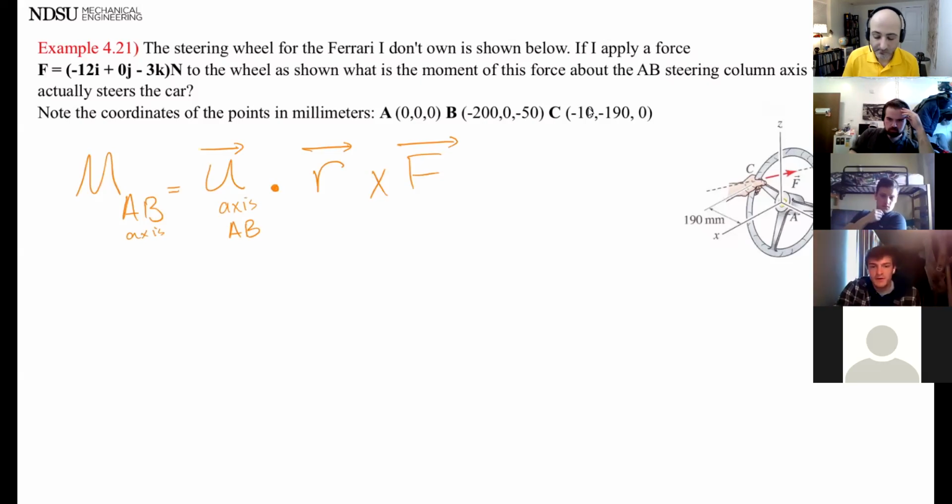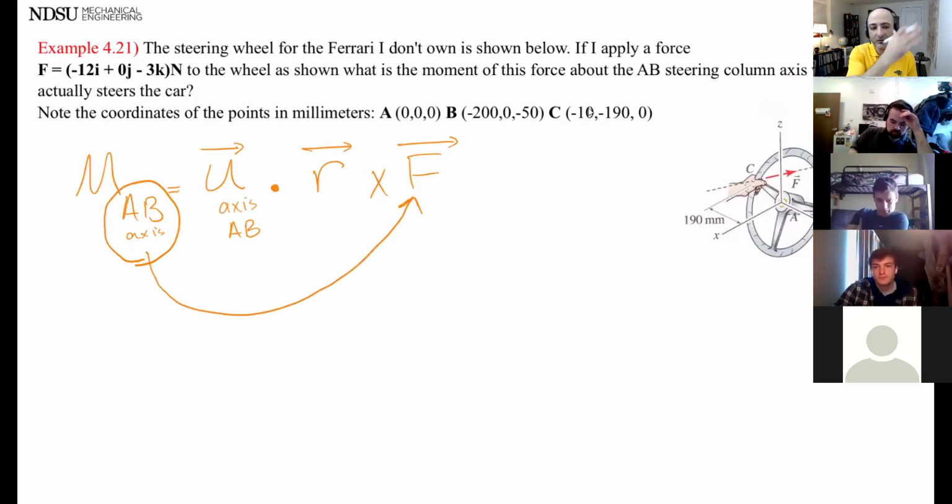The line of action to the axis. Opposite. It always starts from the point or from the axis and goes to the force. So here we have A, we have B that are on the axis. I will pick A because I see that A is just 0, 0, 0. So let's take an easy one, A, C. And force F is given. Okay. Any questions? Is everyone following what we're doing and how we're labeling stuff?